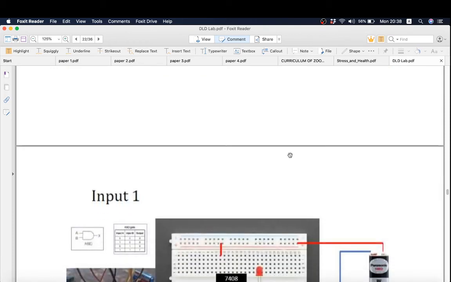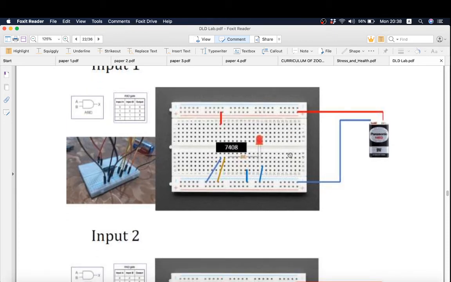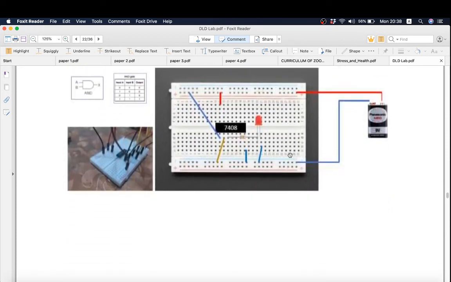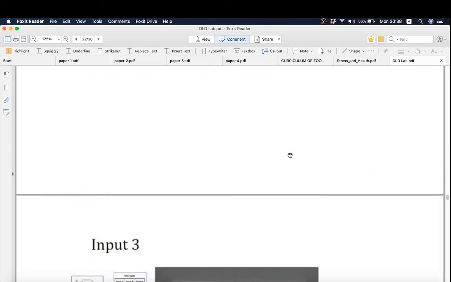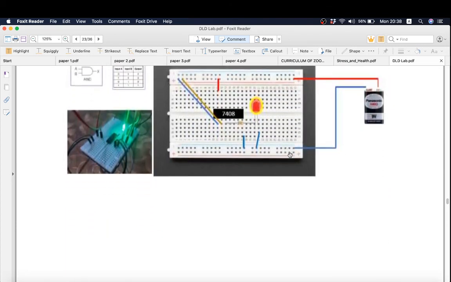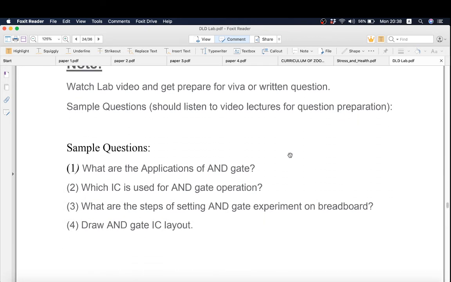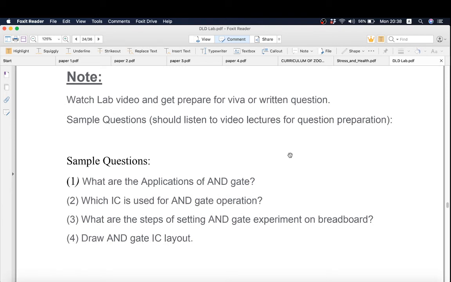But further, these are the verifications, because we cannot perform the experiments. So the verification you have to just read for your information. But in the last, you have to do one more thing that is most important, that is the application for that gate. Whatever experiment we are doing, we should know the application, because without knowing the application, it's useless to do the experiment. These are the sample questions.